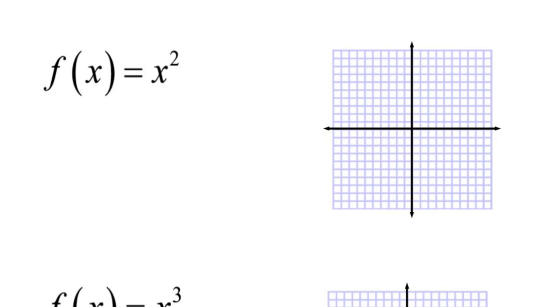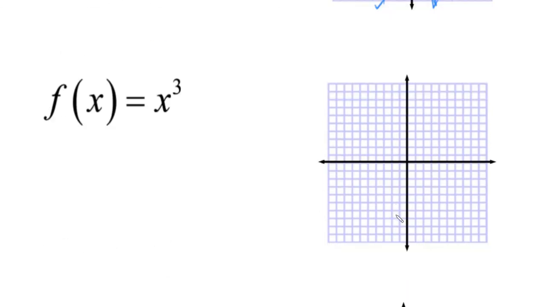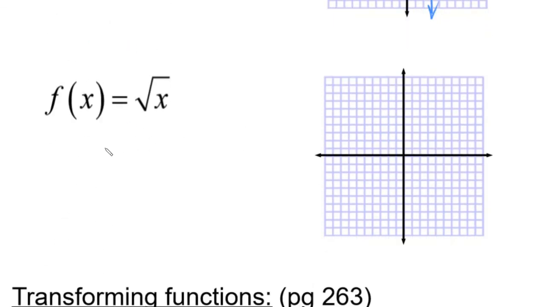So here we've got x squared, right? A negative x squared is going to look like this, upside down. A negative x cubed is going to look like this. Instead of curving up like this, it's going to curve like this, like that. And your square root function, instead of looking like this, it's going to flip over the axis and look like this.